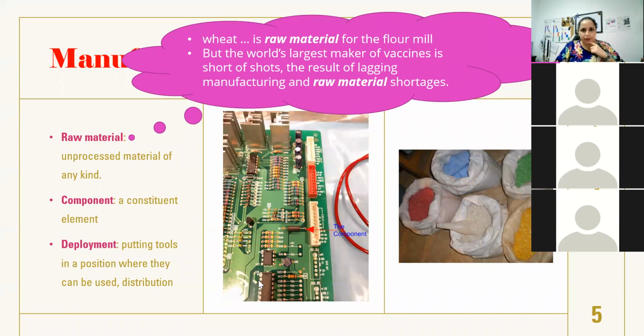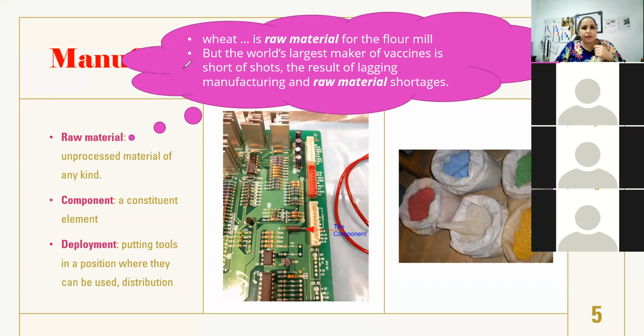Wheat. Wheat is raw material for the flour mill. But the world's largest maker of vaccines is short of shots. The result of lagging manufacturing and raw material shortages. Good, thank you. Good, Ceci.